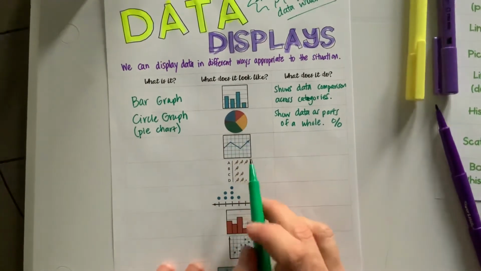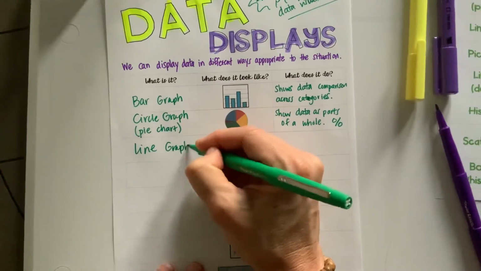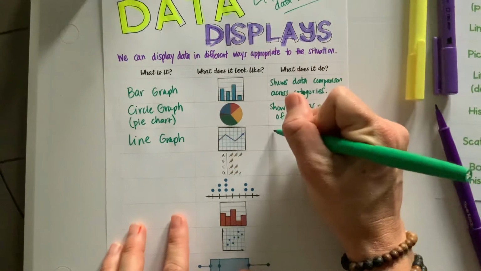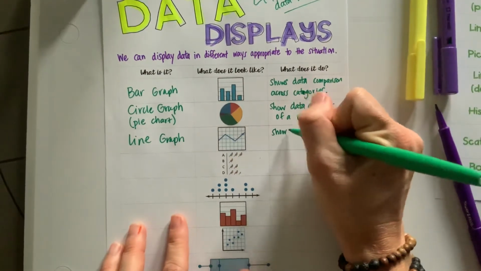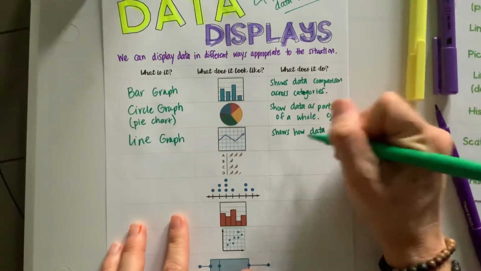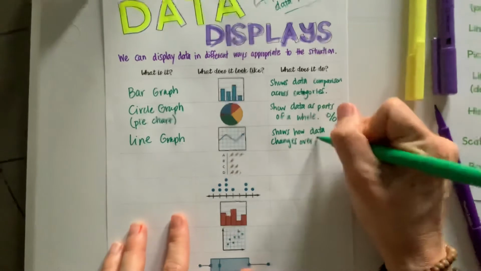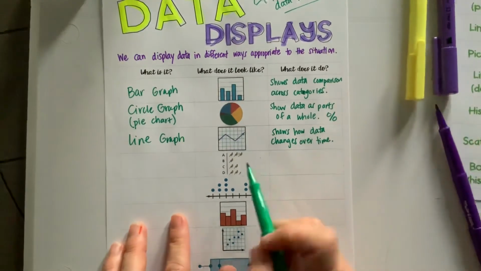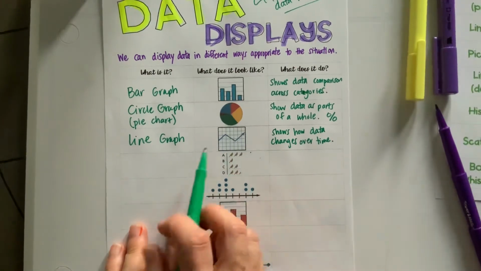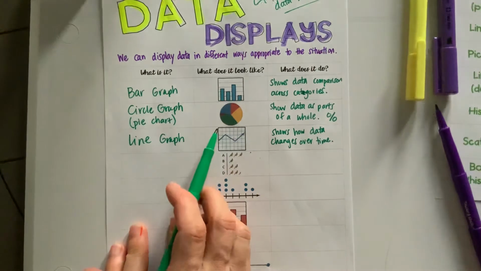The next type of graph we have is called a line graph. Now, this graph shows how data changes over time. So we might have time being on the x-axis, so going this way, and then let's say the cost of milk or something would be on the y-axis.